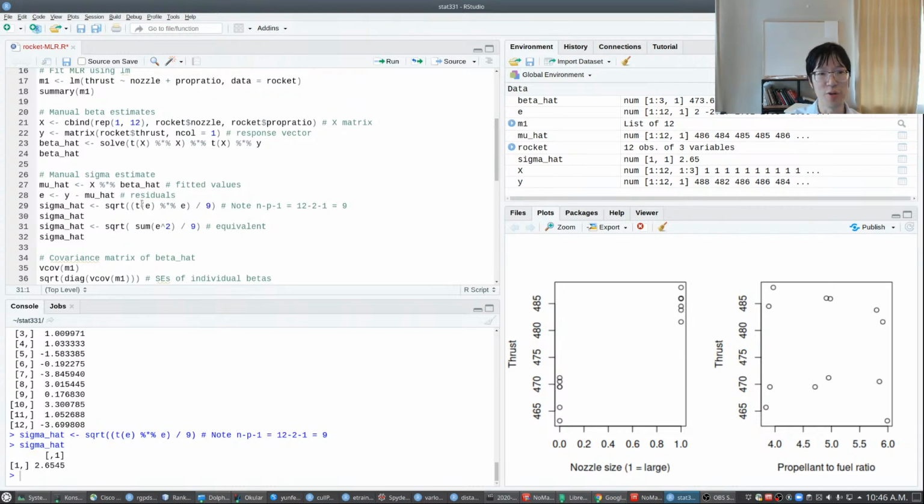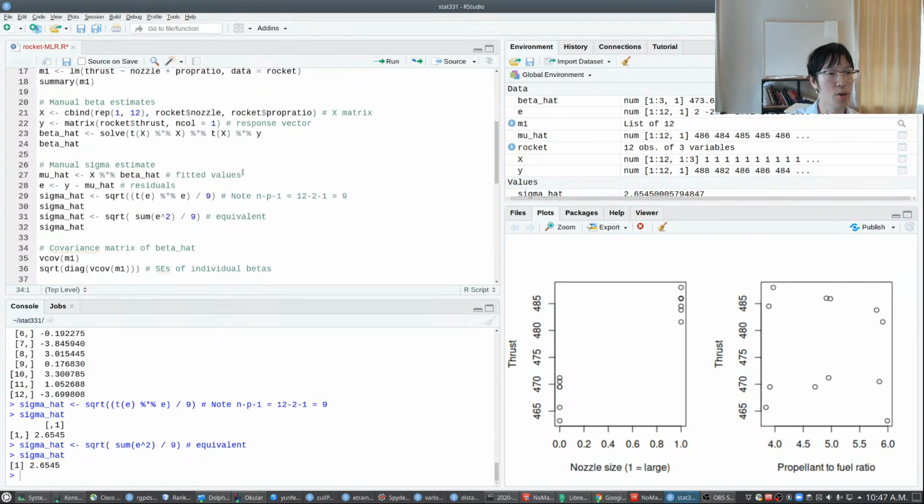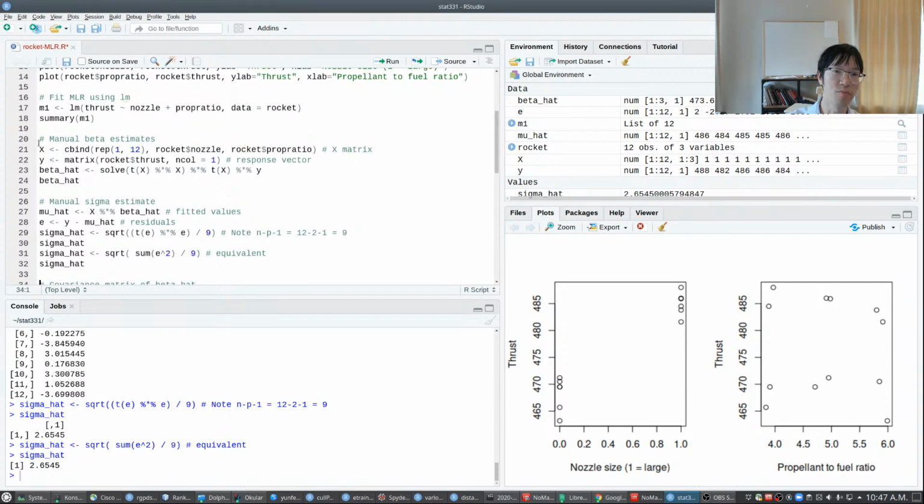Equivalently, remember it's just the sum of squared residuals, so another way to express the same thing is to take all the residuals and square them, E squared, and then sum them up. That gives us the sum of squared residuals. Divide by the residual degrees of freedom, that's 9, take the square root. Both of these are equivalent ways of doing the same calculation. So that is sigma hat.